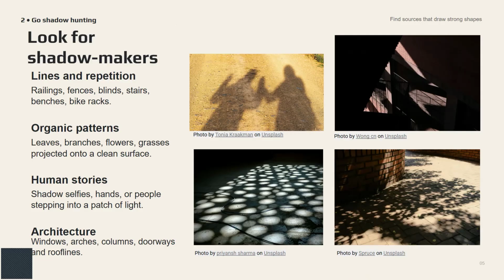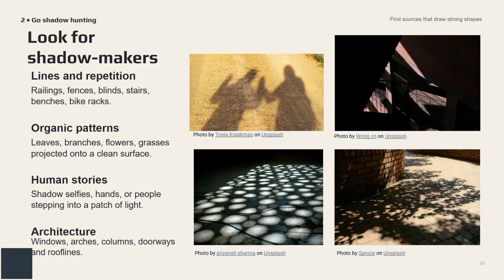Next, look for organic patterns. Leaves, branches, flowers, and grasses create less predictable shapes. They can turn a plain walk, sidewalk, wall, or table into a patterned background. A small breeze may change the design from one moment to the next. People can create human stories. A shadow selfie, two people holding hands, or someone stepping into a patch of light can suggest a story without showing every detail. In the top photograph, we do not need to see the people themselves to understand the moment.